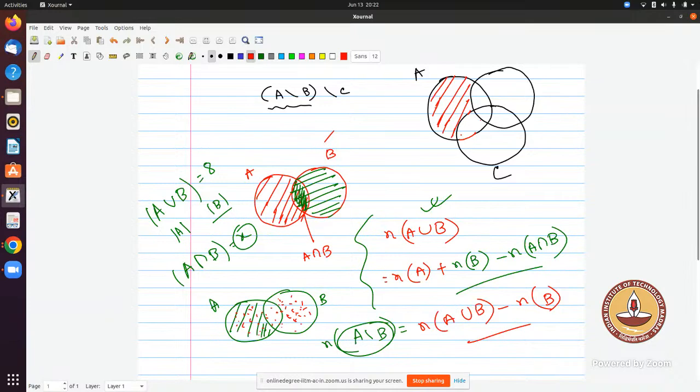No one is preventing you from doing that. Understood? How are these coming? So this is basically your Venn diagram, nothing else.